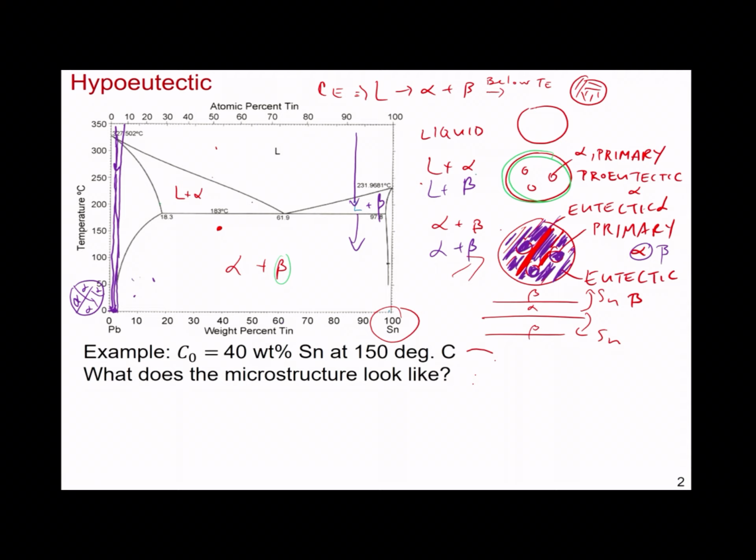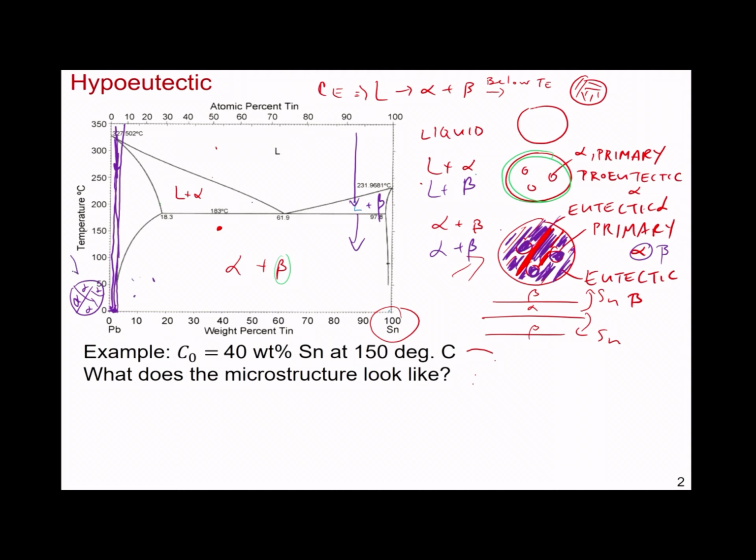In the hypereutectic section, is there a primary? Oh wait, this right here. No. Well, okay, because your blobs just become grains, right? You don't have to distinguish between primary and eutectic because there is none. The eutectic is denoting that microstructure that's like that.